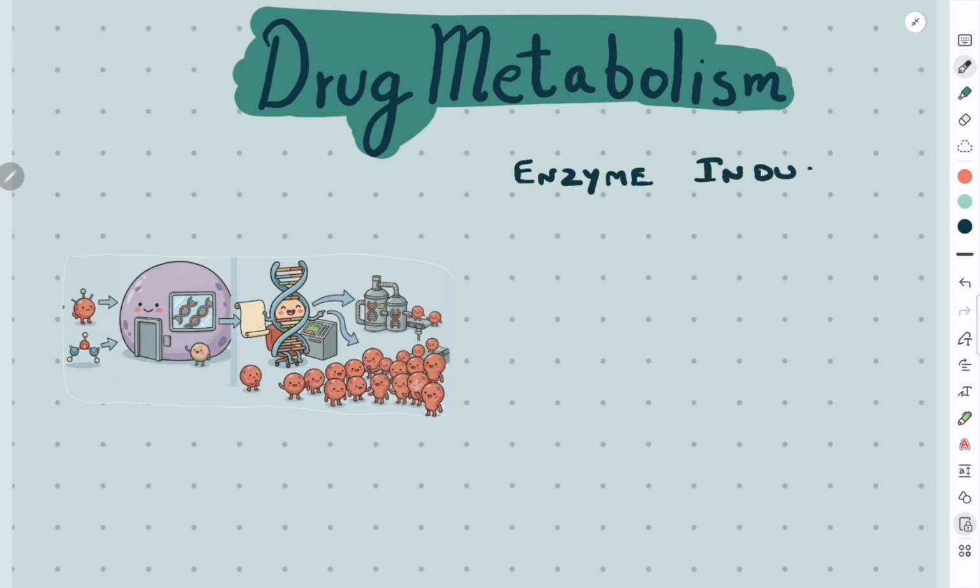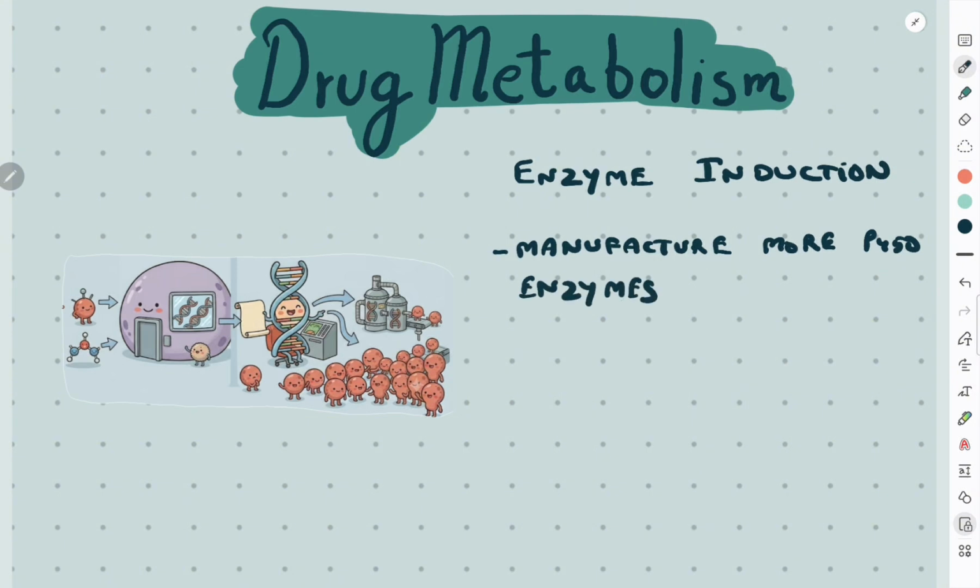Enzyme induction occurs when a substance tells your DNA to physically manufacture more P450 enzymes. Because you now have a massive army of enzymes, the metabolism of other drugs shoots up, causing their blood levels to crash and making them ineffective.